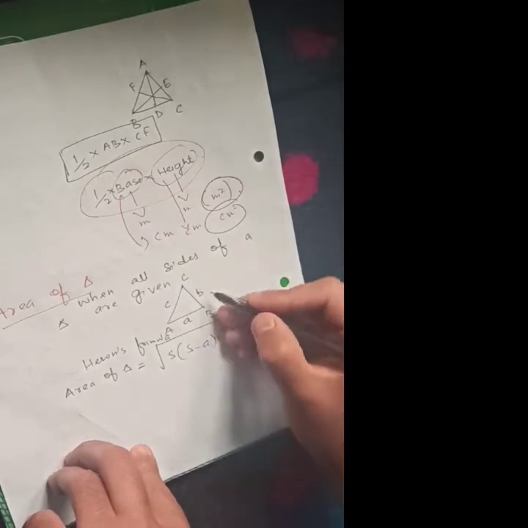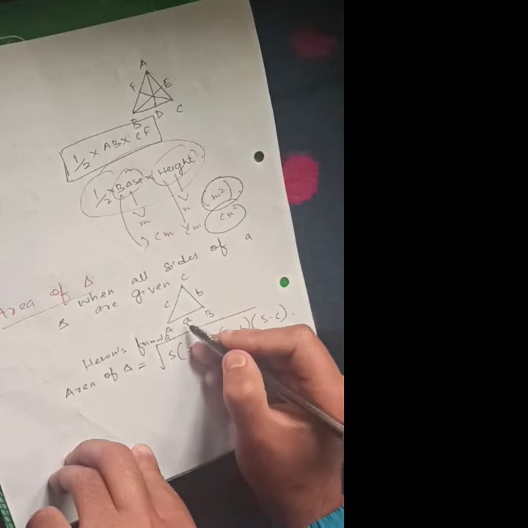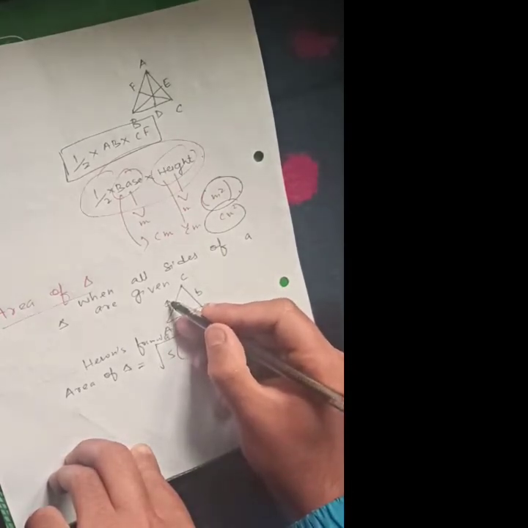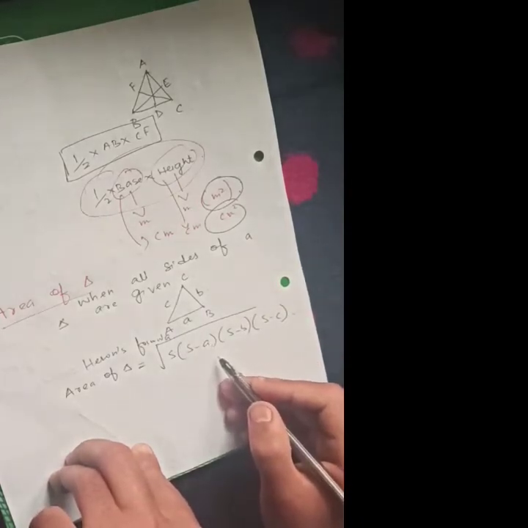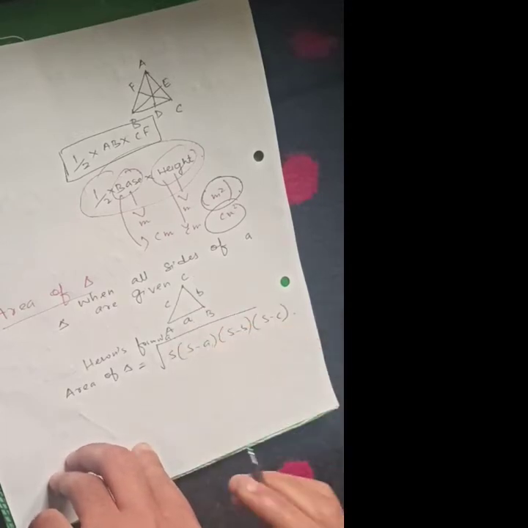Here a, b, c are the sides of the triangle, as I already mentioned. Here a is the length of side AB, b is the length of side BC, and c is the length of side AC. So a, b, c in this formula are the lengths of the sides of the triangle.